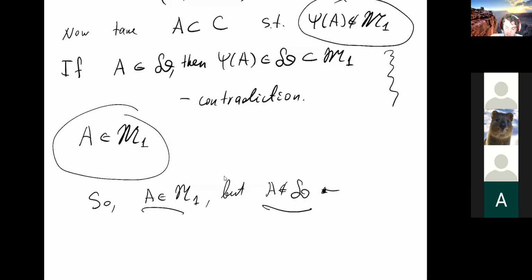So the whole point was that A is in M1 because the measure is complete, but A is not in B because otherwise psi of A would be in M1. And so we found an A which is in M1 but not in B. And this proves that B is not equal to M1. If B was equal to M1, then M1 and B would share all the sets.